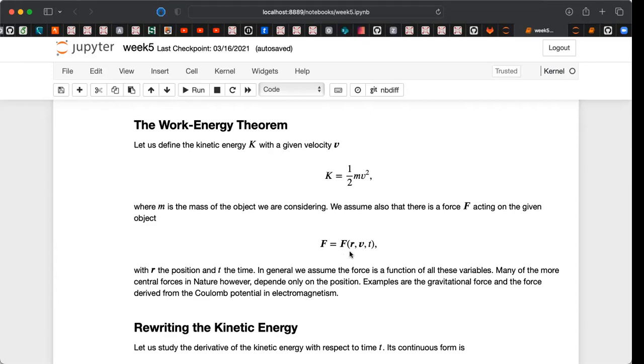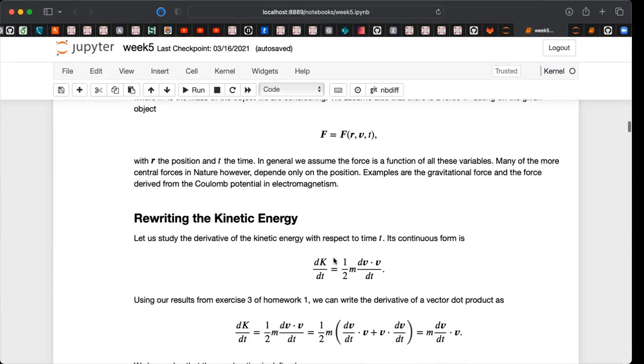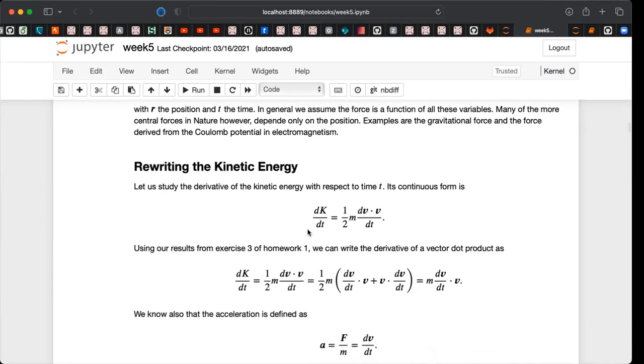In addition, the curl of the force, which I'm going to define again, is a quantity which has to be equal to 0. And we are coming back to that a little bit later. We're going to show mathematically that this is actually the case. So the thing we did on Monday was just to rewrite the kinetic energy. And we used exercise 3 from homework number 1.